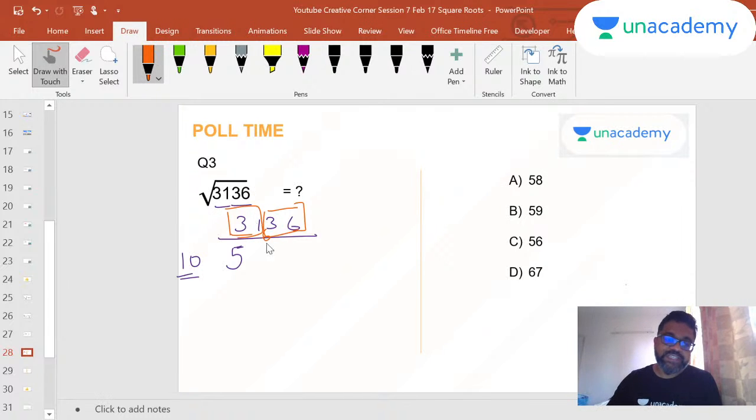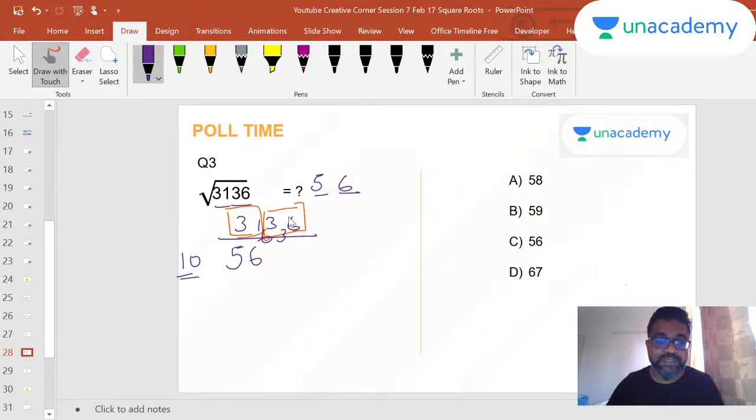Now I have 63. So I take 63 and divide by 10. That's my next step. Obviously, I know it goes 6 times with a remainder of 3. Now my next step is to take 36. I know that there are 2 digits in my square root, and if it's a perfect square, I've already got my 2 digits, 56. I know the rest will be 0.